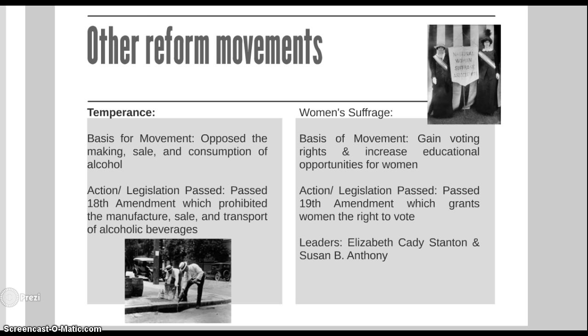The leaders of this movement, two very famous women, are Elizabeth Cady Stanton and Susan B. Anthony, both of which you talked about in elementary school, and worked very hard to gain these rights for women, especially the right to vote, so that they had a say in government and how their life was run.